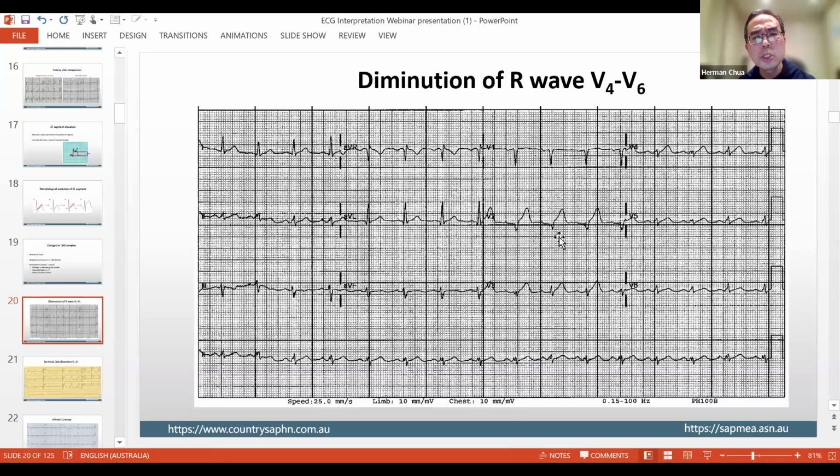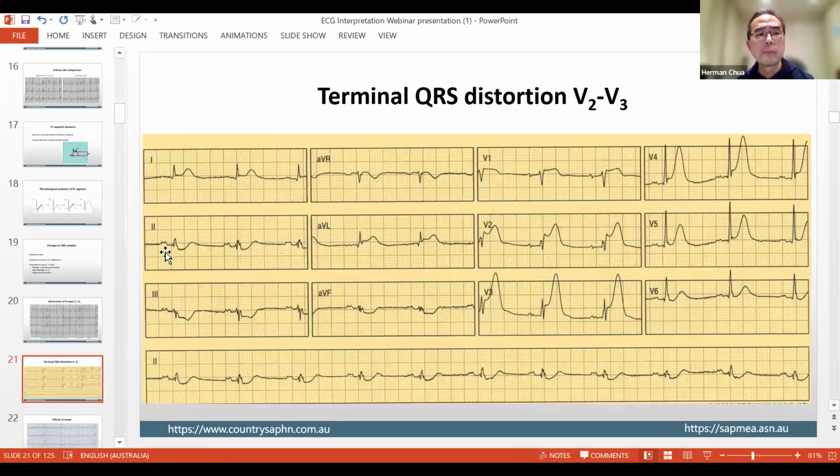So diminution or disappearance of the R wave and the S wave is actually part of this evolution of acute coronary occlusion. Okay, so another example. This one everyone can recognize, right? There's ST elevation in V1, V2, V3 and V4, and notice the hyperacute T waves that you can see right up to V5 as well, right?